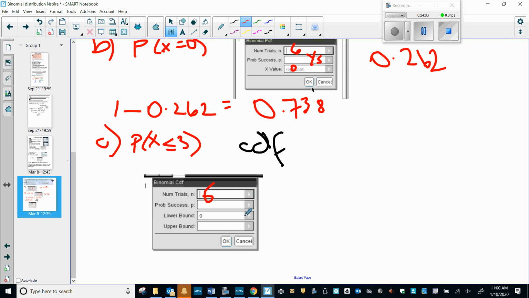So our number of trials is 6, and what are these two? Well, you tell me. What's my lower bound? It's 0. I said 3, no, that's my upper bound. My lower bound is 0. The answer is 0.983.